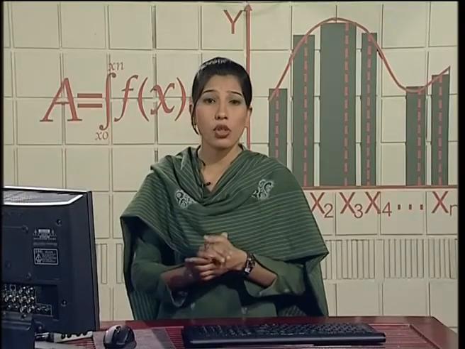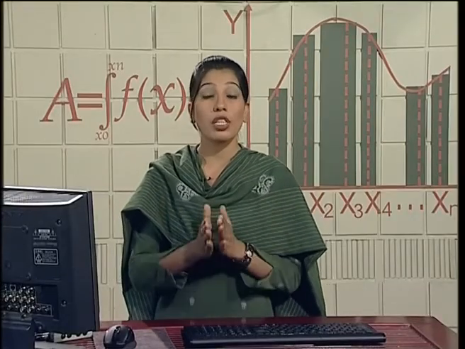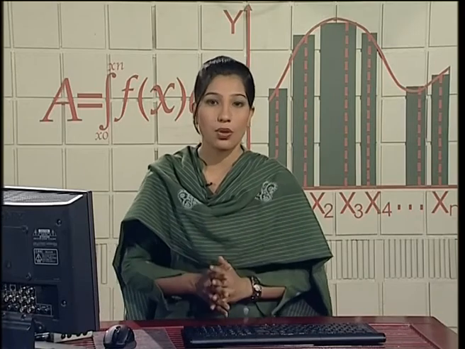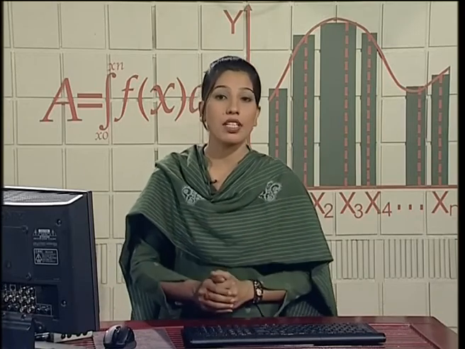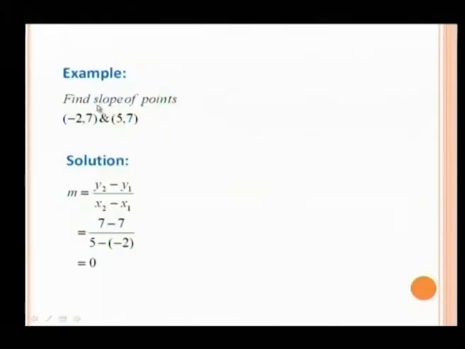We can consider one more example to explain slope, where slope would be equal to 0. You can see that example on the screen. For this example, we have to find the slope of points (-2, 7) and (5, 7). By putting all these values in the slope formula, we get 7 minus 7 divided by 5 minus -2. So the slope for these 2 points would be 0.